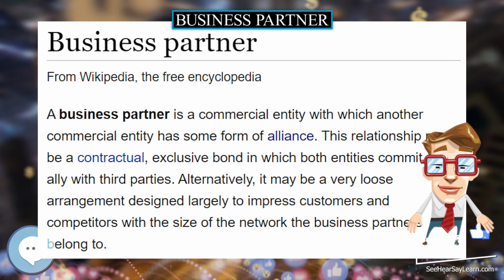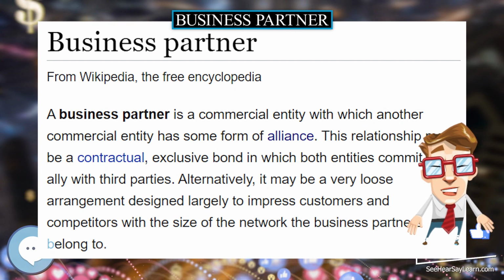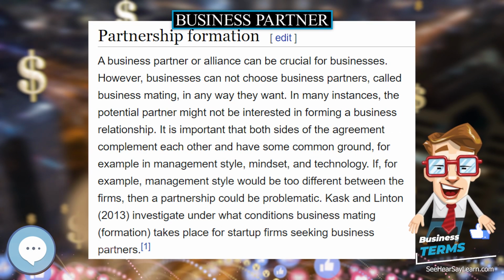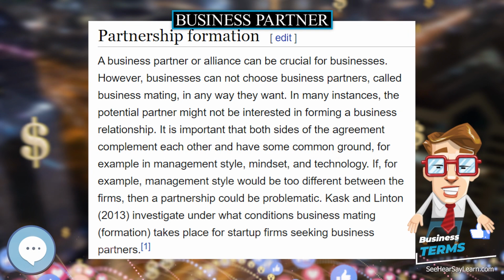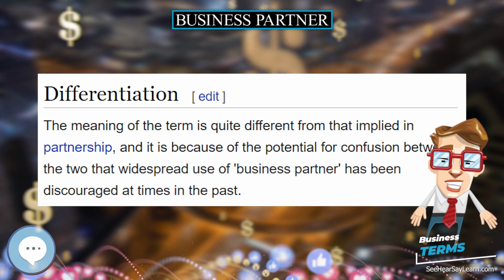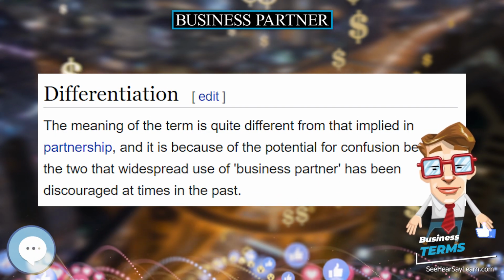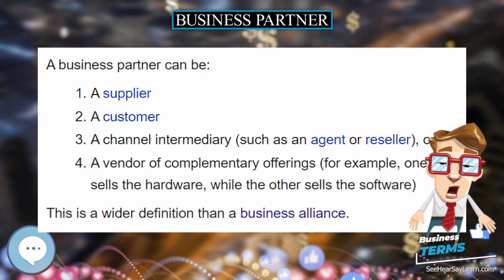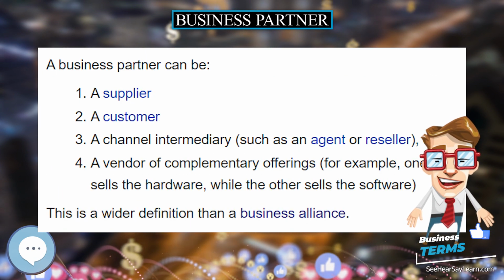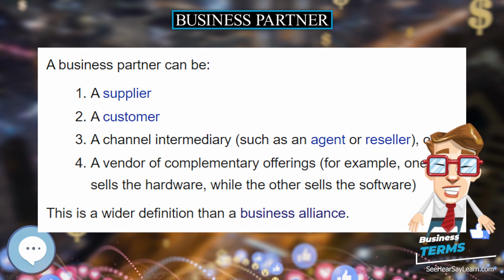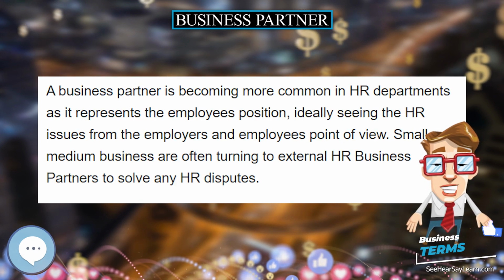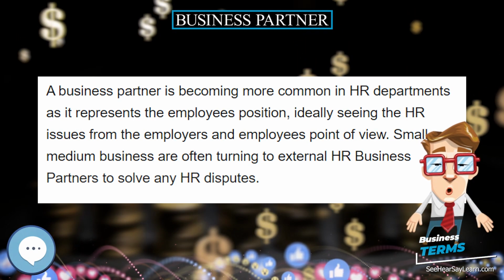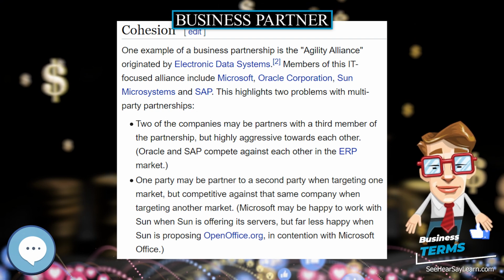Business partner. A business partner is a commercial entity with which another commercial entity has some form of alliance. This relationship may be a contractual, exclusive bond in which both entities commit not to ally with third parties. Alternatively, it may be a very loose arrangement designed largely to impress customers and competitors with the size of the network the business partners belong to.